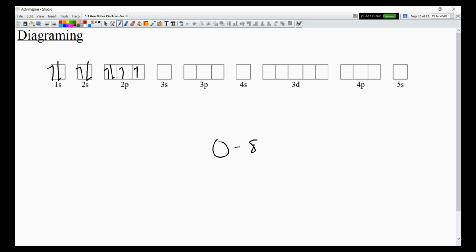But if you did not follow those rules, then mistakenly you would have something like this, 2, 4, 6, 8, and that would be wrong, because this one's empty. We had to have an electron there before we put a second one in there. So it's just like the Hog Hilton.